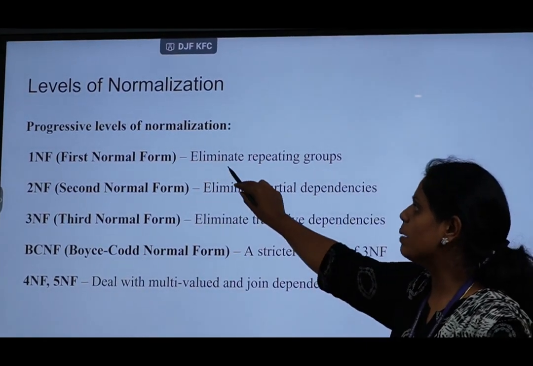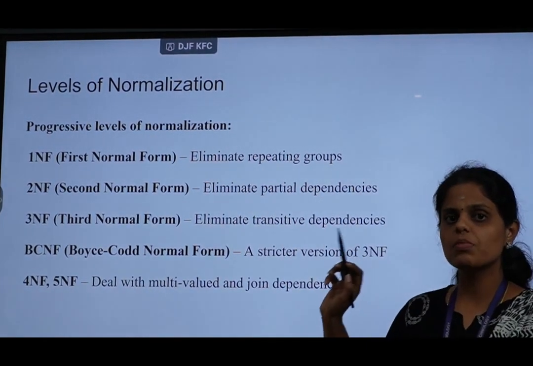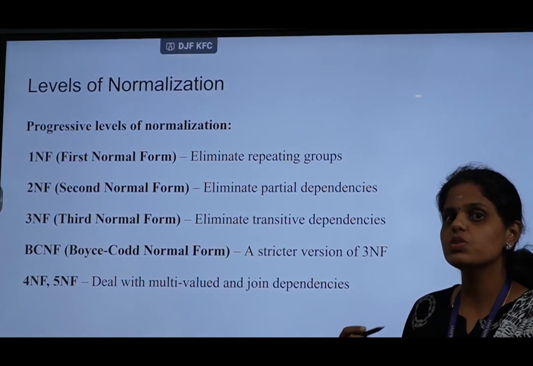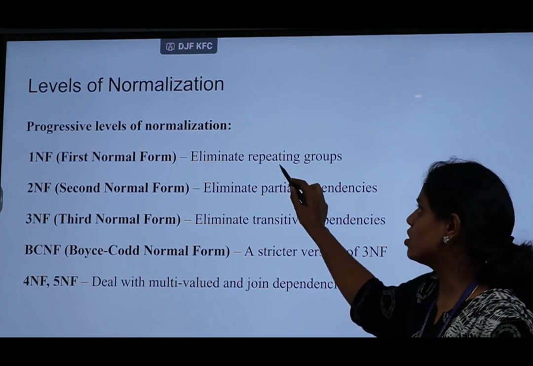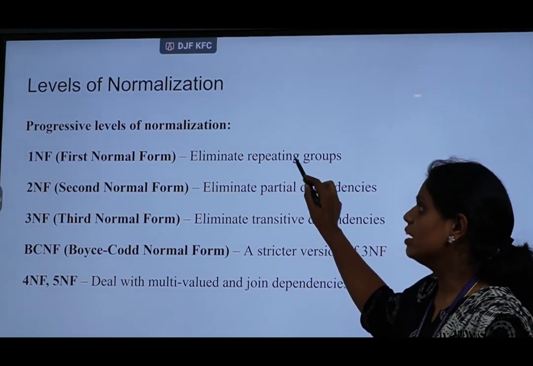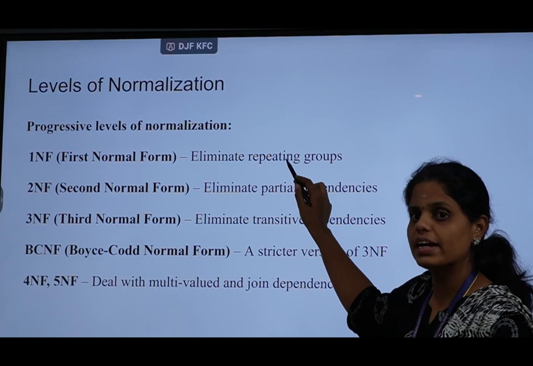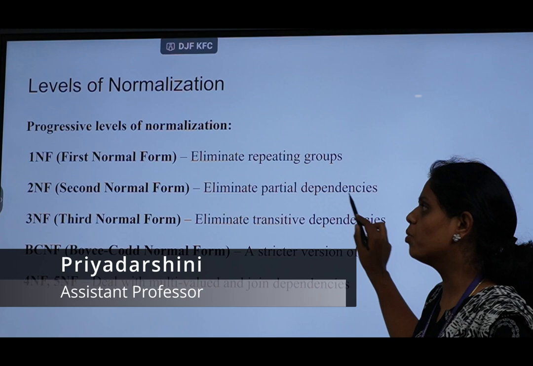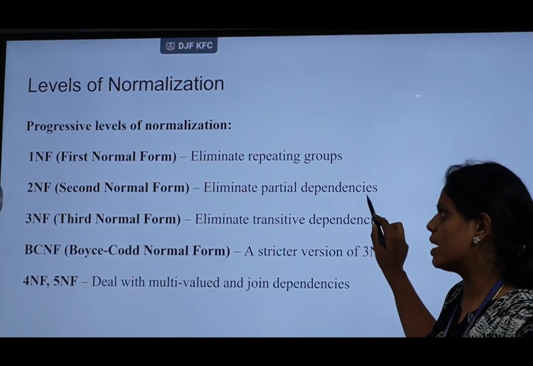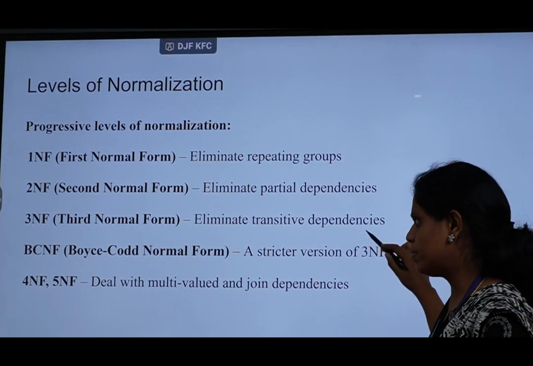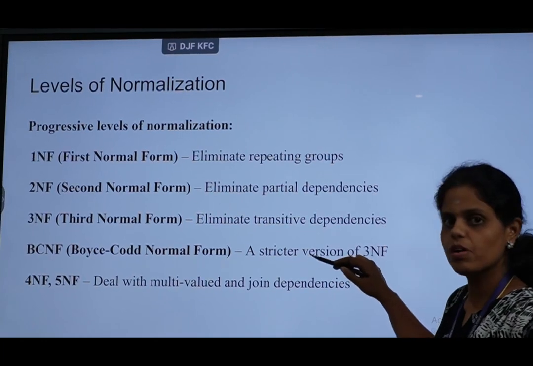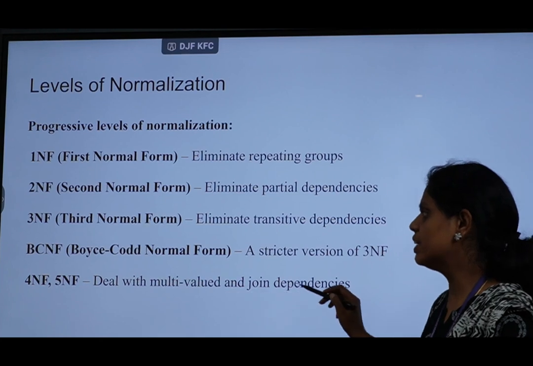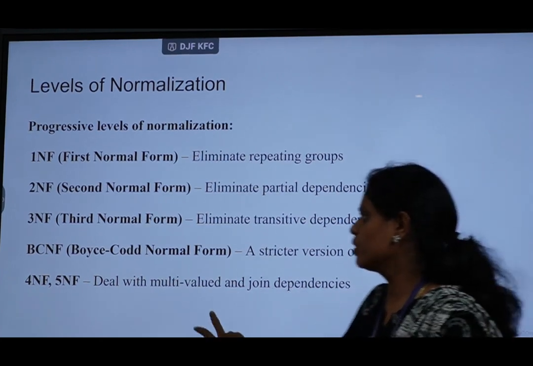And what will be happening in the first normal form? The first normal form is basically for removing the redundant values in each attribute. We will be checking whether there is only an atomic value for each attribute. In 2NF, we will be checking the partial dependencies. The third one is transitive dependency. BCNF, the Boyce-Codd normal form, is the stricter version of 3NF. And 4NF and 5NF deal with multivalued and join dependencies.